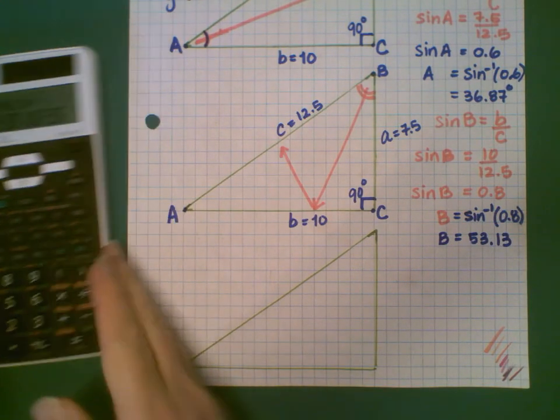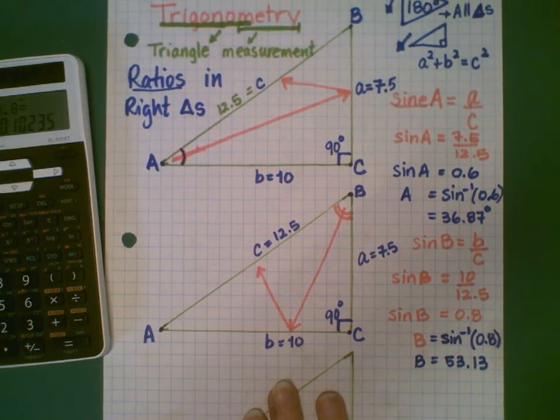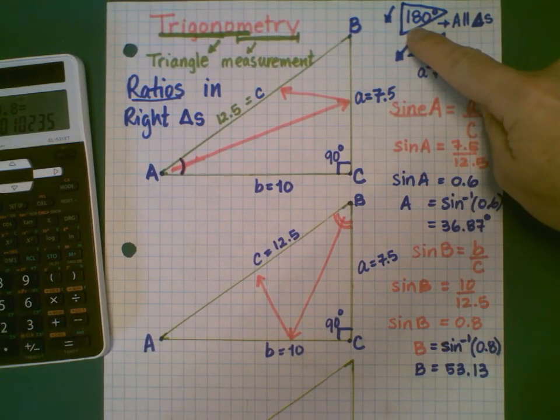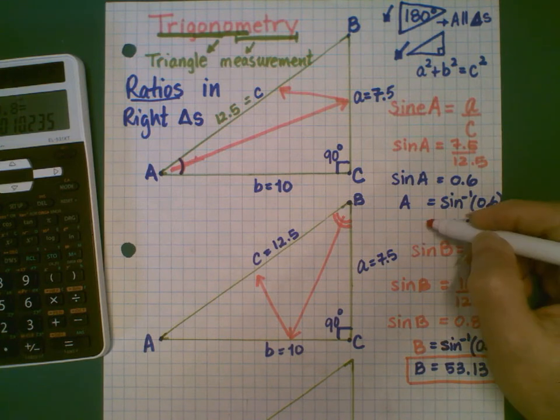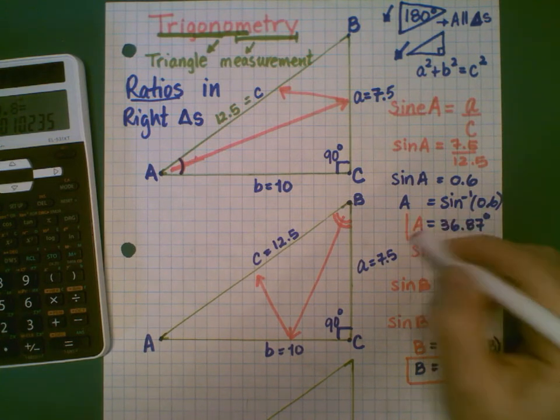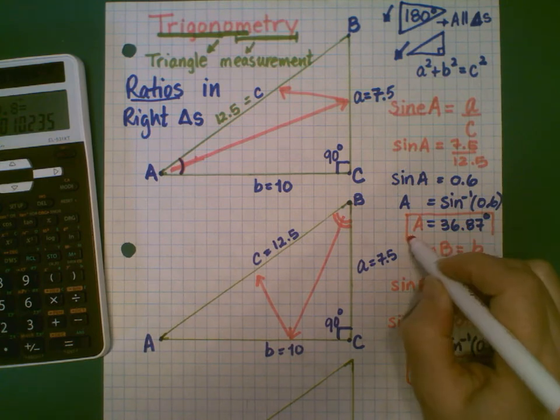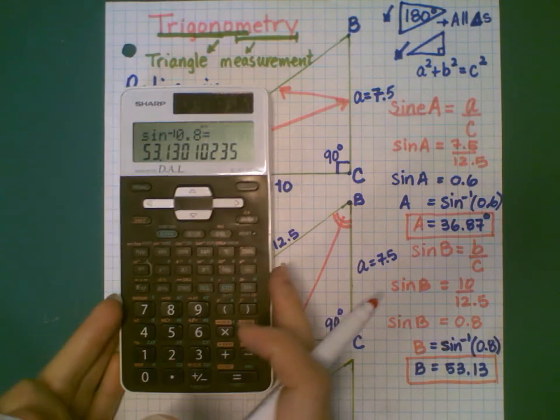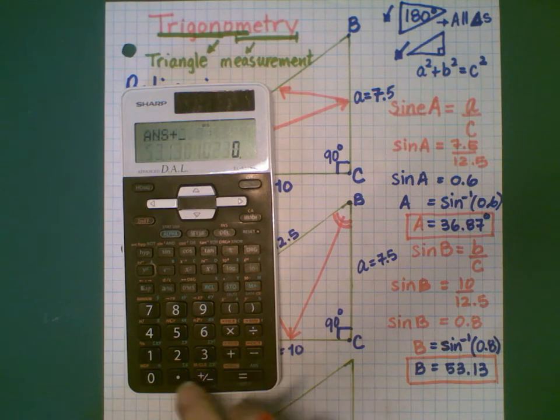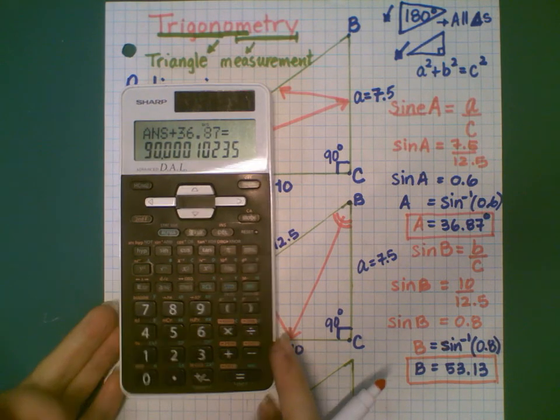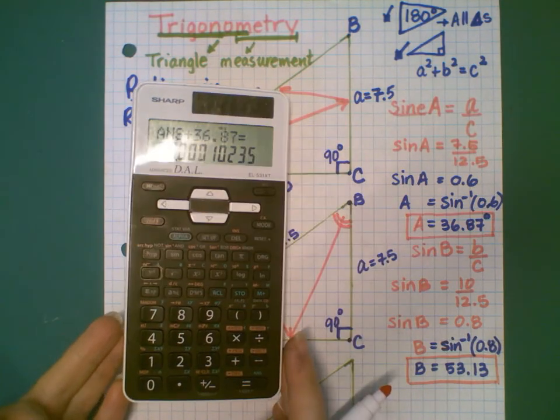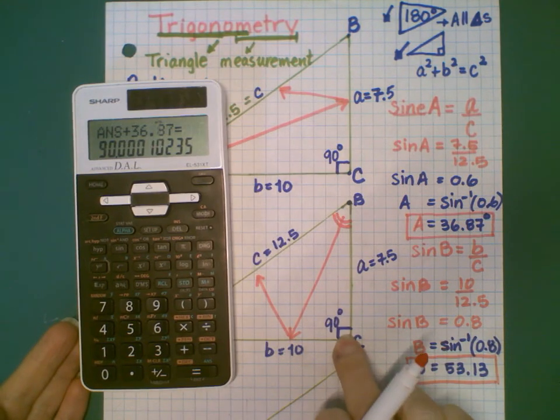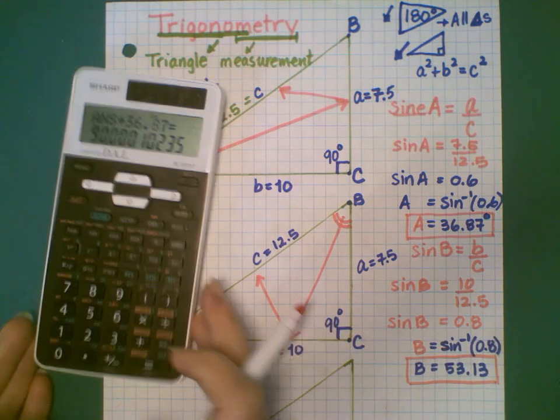So if I double check here, remembering that all of the angles in a triangle should add up to 180 degrees, I can verify what I've just figured out here. So I have angle B is 53.13, angle A is 36.87, and if I put those both together, that gives me 90. This is just about rounding. So I've got 90 degrees plus the other 90 in the bottom right-hand corner. I've got 180.